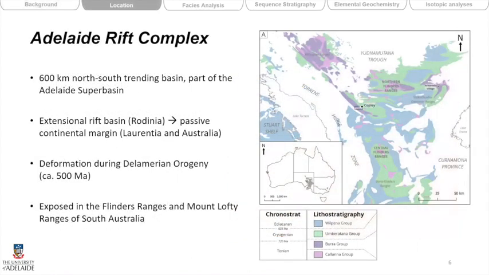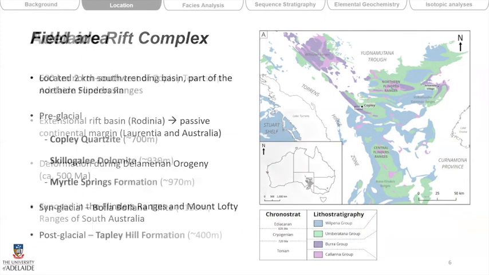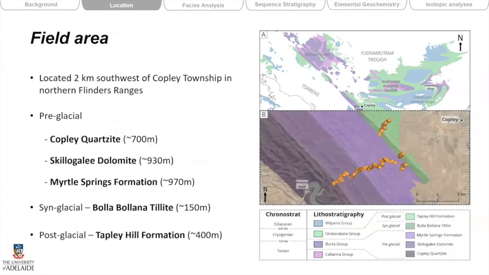This study is located in the Adelaide Rift Complex, which is a 600-kilometre north-south trending basin, part of the larger Adelaide Superbasin. Our field location is 2 kilometres southwest of Copley Township in the Northern Flinders Ranges. It's made up of 5 formations. In the pre-glacial, the Copley Quartzite, Skilligalee Dolomite and Myrtle Springs Formation, represented by the purple. The Bullabalina Tillite represents the synglacial in the dark green, and the Tapley Hill Formation in the light green is our post-glacial.